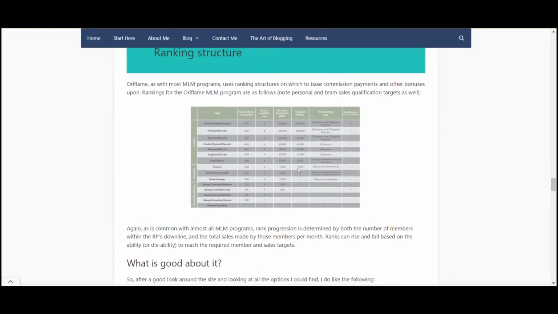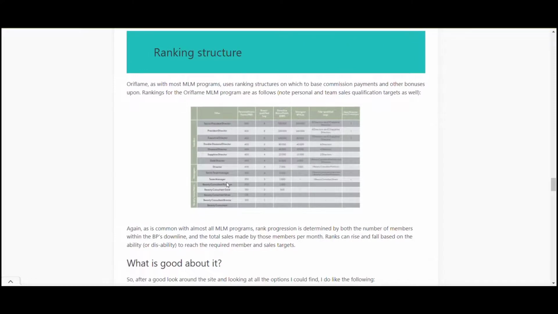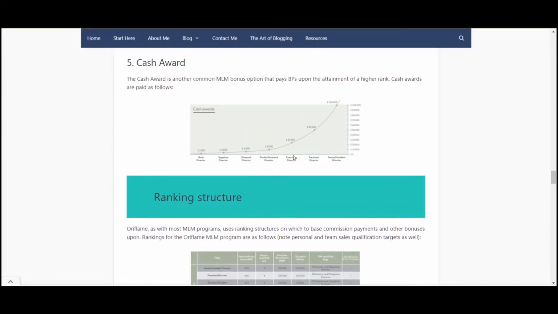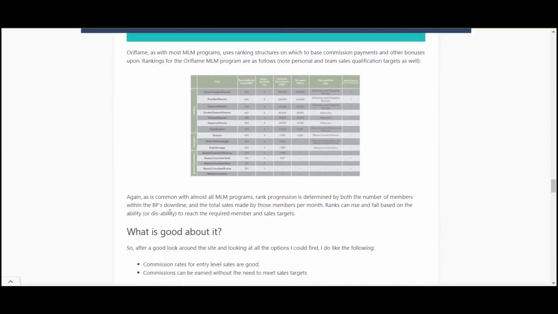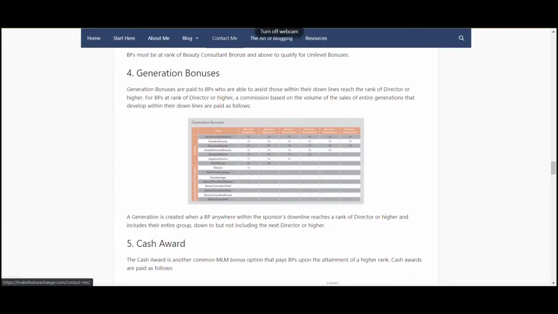Now, as we've mentioned before, each of these bonuses is dependent on you meeting each of these requirements. So if you are going to senior presidential director, you need 400 bonus points a month. You need 6 different qualified legs, and that's where your sales need to be coming in. So your whole group needs to make at least $700,000 worth of product sales per month. And you then have to have 5 directors and 3 sapphire directors in your legs as well. So that's what you need to do to get your ranking structures there. So that is basically the basic compensation plan of Oriflame.